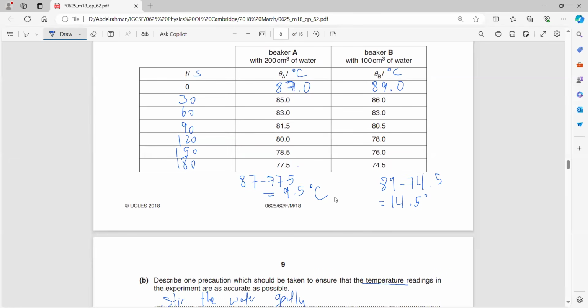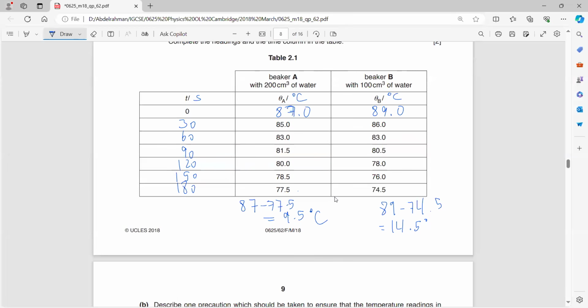There's quite a huge difference between the two readings. So does the volume affect the rate of cooling? Yes, it does affect the rate of cooling. Initially, when I had a volume of 200 centimeters cubed, I had a temperature drop of 9.5. When I had a volume of 100, it was 14.5. So whenever the volume increases, the rate of cooling decreases.